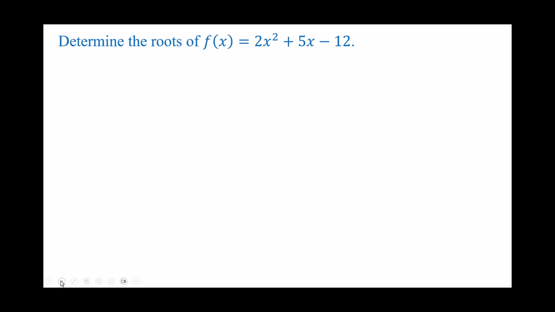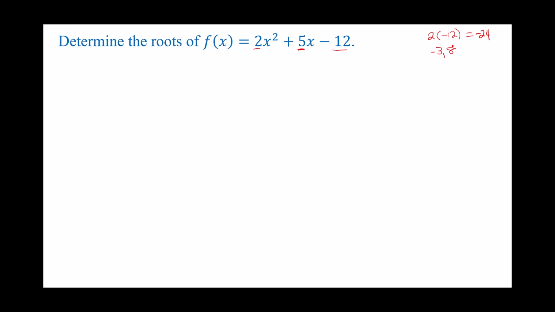We can factor this, or we can use the quadratic formula. If we want to factor, one way to factor would be to find two numbers that multiply together to get 2 times negative 12, or negative 24. And those same two numbers have to add together to get 5. So those two numbers would be negative 3 and 8, because negative 3 times 8 is negative 24, and negative 3 plus 8 is 5.